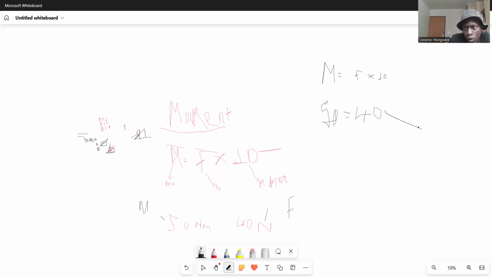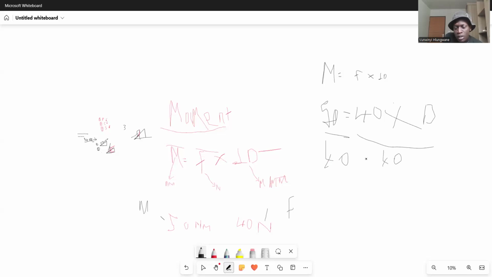Therefore, we are multiplying by what? By the distance, and the distance is perpendicular distance. Therefore, you can also write D. Then you must make D the subject of the formula. Then you have to do what? Divide by 40. Divide both sides. What you do on one side, you also do on the other side.